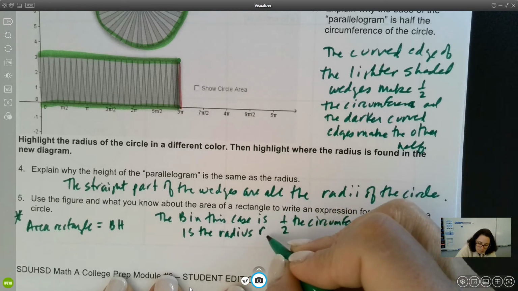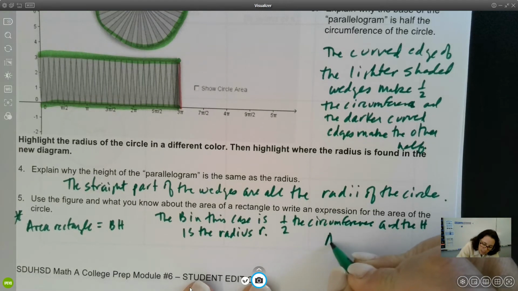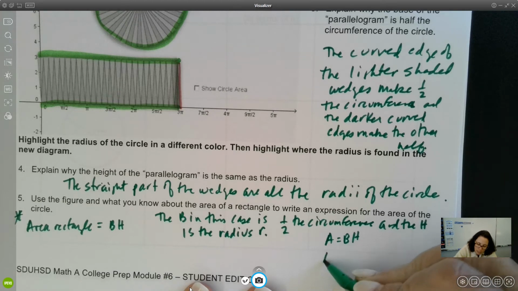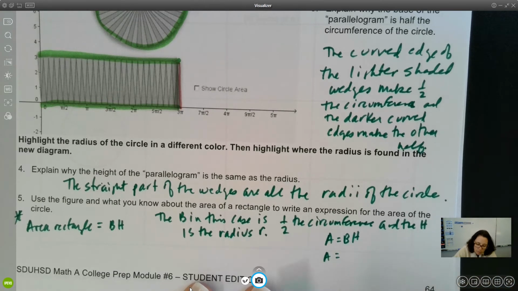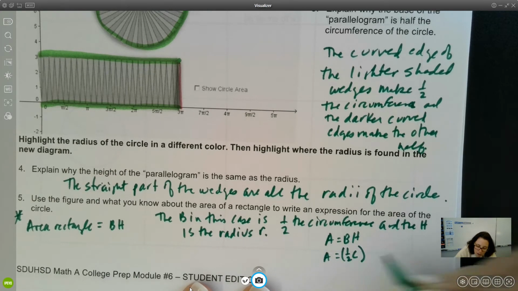Okay, so we're going to substitute something in for B and something in for H according to what we just said here. So if we have A equals BH, we've got A equals, instead of B, we're going to put in half C, half circumference. Instead of H, we're going to put in R.